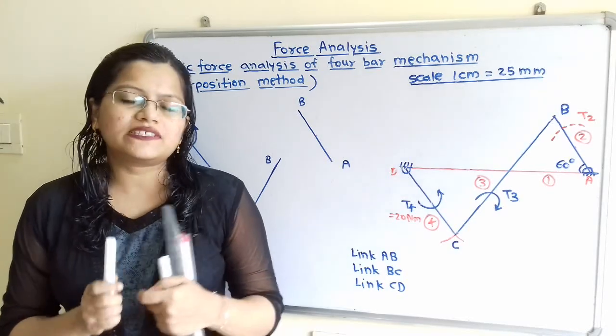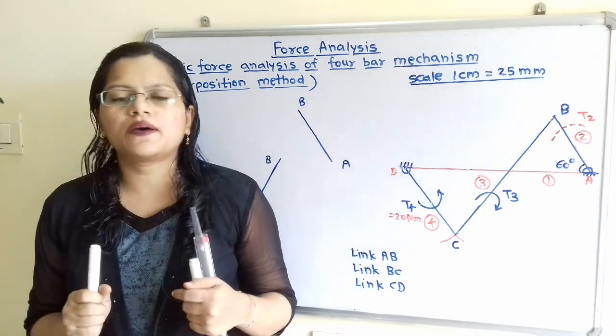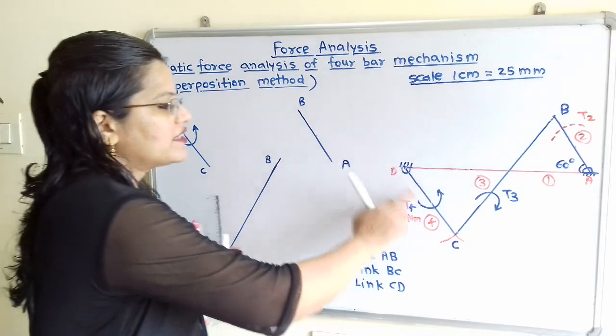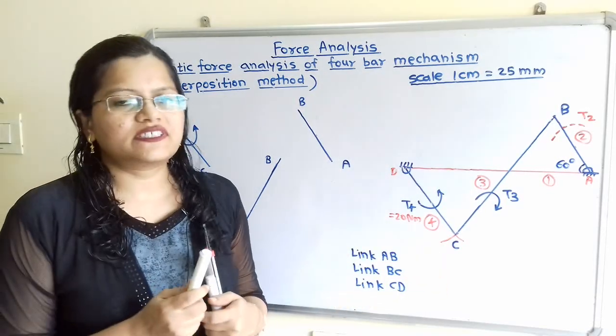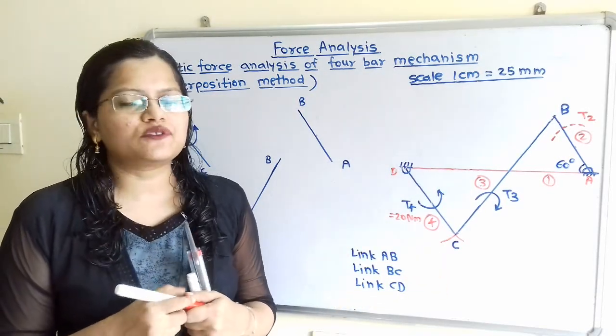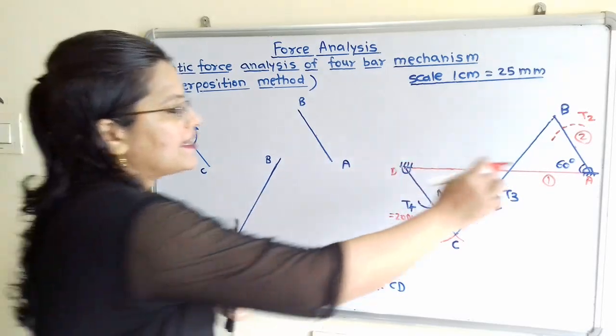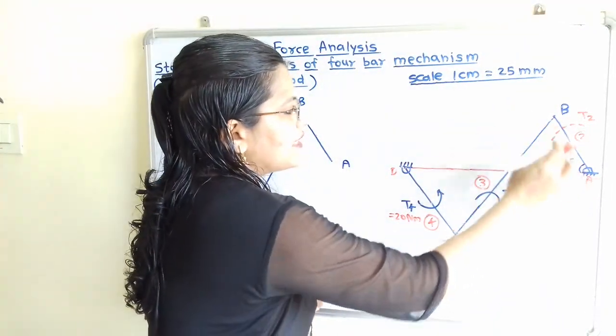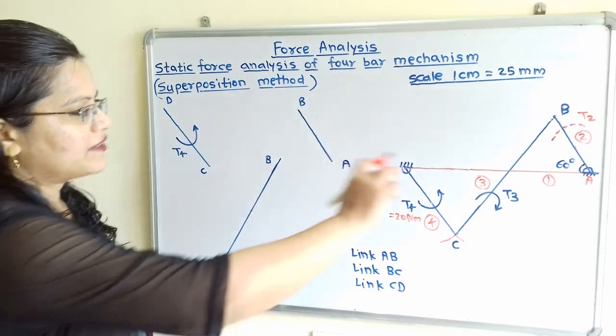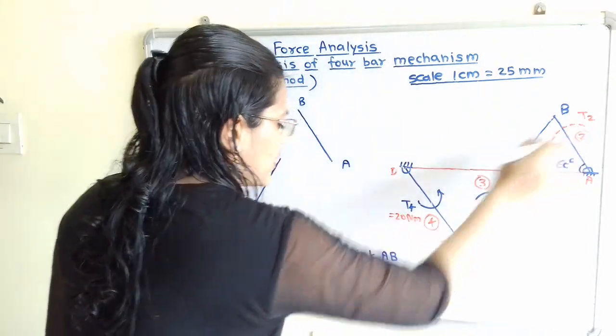Now we will move to the second subgroup. In this subgroup we will consider torque T4 only. The first step is to identify the types of member. So first we will take link AB. So for this link AB, which forces are applied? So through this point A, F of 1 to 2.